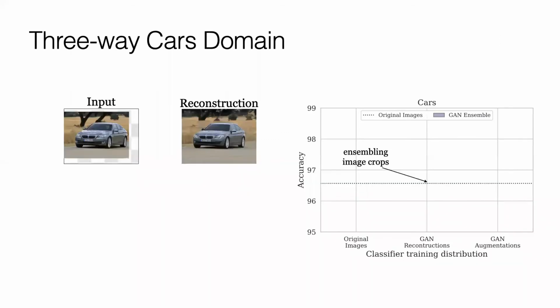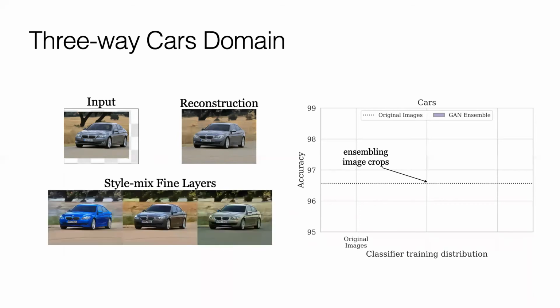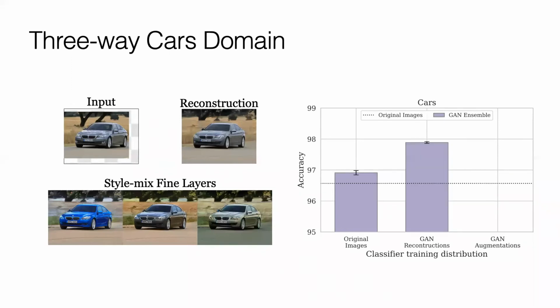Moving on from facial attributes, we experiment with a 3-way car classification task. Classifying image crops directly yields 96.6% accuracy. Fine layer style mixing works best in the ensemble, and without training the classifier on GAN images, there is a small increase in accuracy over ensembling crops alone.